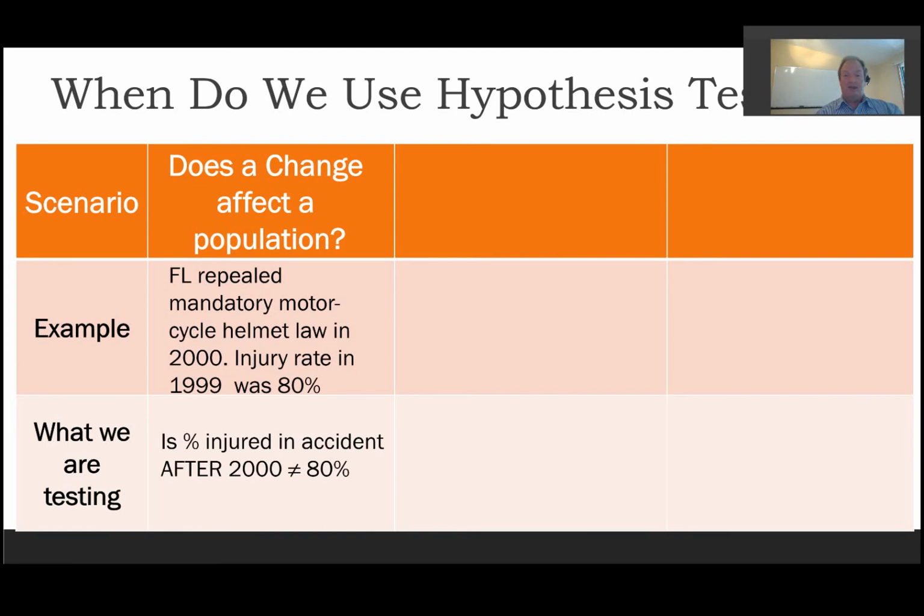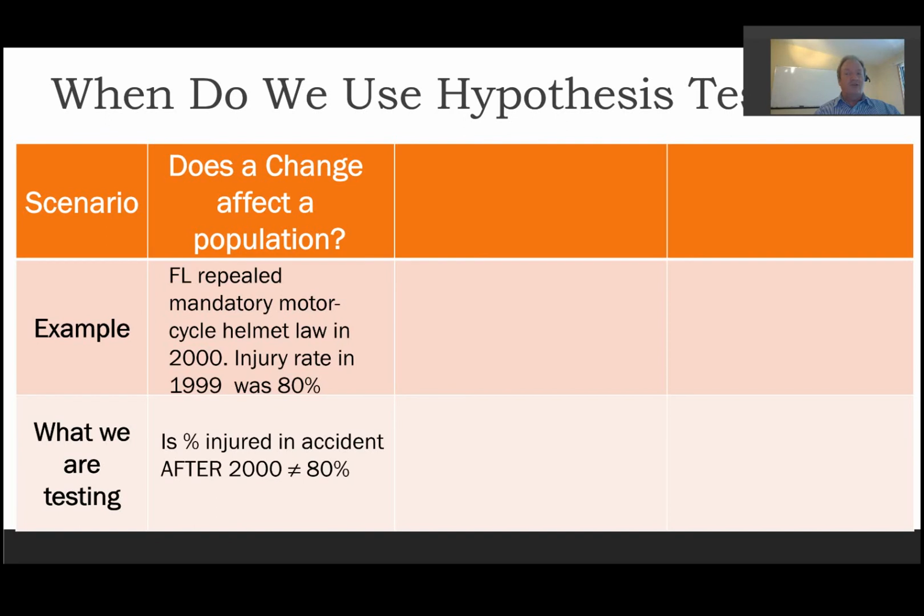And we could test a lot of things. We could test to see if it was greater than 80%, but testing not equal is a conservative type of hypothesis test. Who knows? Maybe the injury rate went up because the people weren't protected, as far as their head goes, but it might have gone down. Maybe people drove more cautiously, okay?